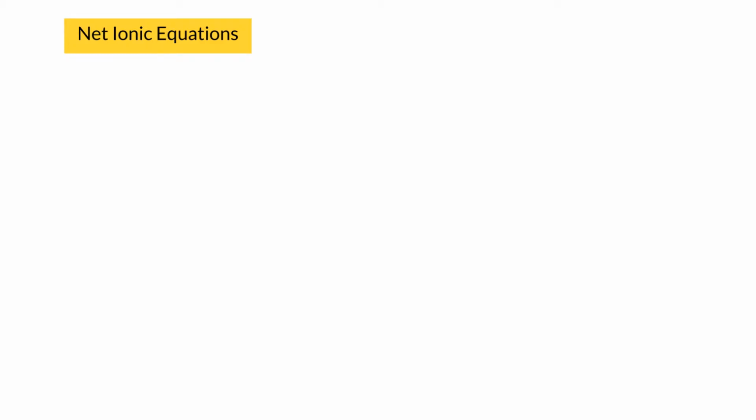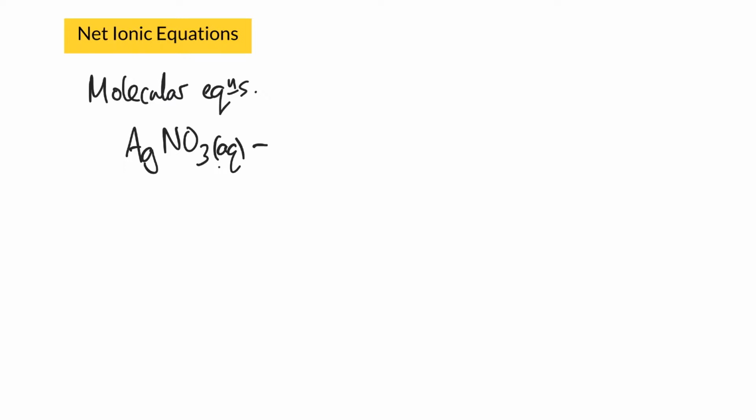Okay, we're going to learn how to write net ionic equations, and just a reminder, before we broke up, we wrote what we called molecular equations, and a molecular equation might look something like this. So, for instance, silver nitrate, AgNO3, dissolved in water, aq, will react with magnesium iodide, MgI2, both water soluble, and they form products.